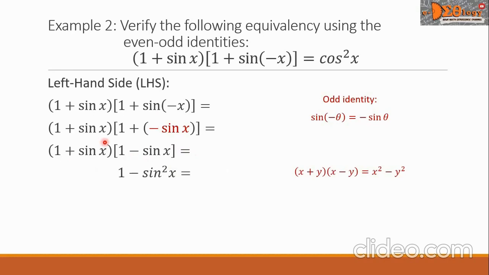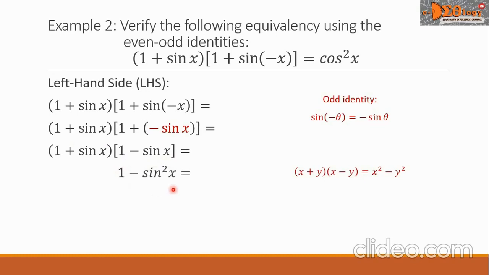In algebra, if we multiply the sum of two terms times the difference of two terms, the product will be the square of the first term minus the square of the second term. So multiplying 1 plus sine x times 1 minus sine x, I have here now 1 minus sine square x.